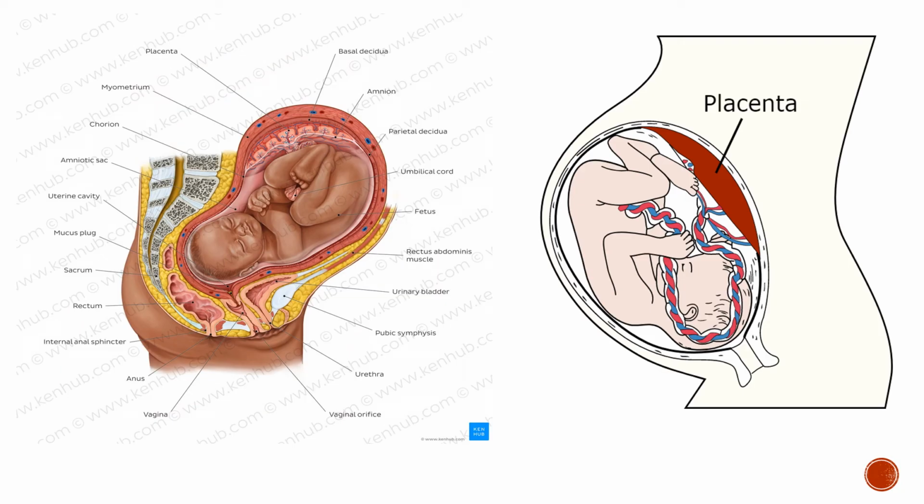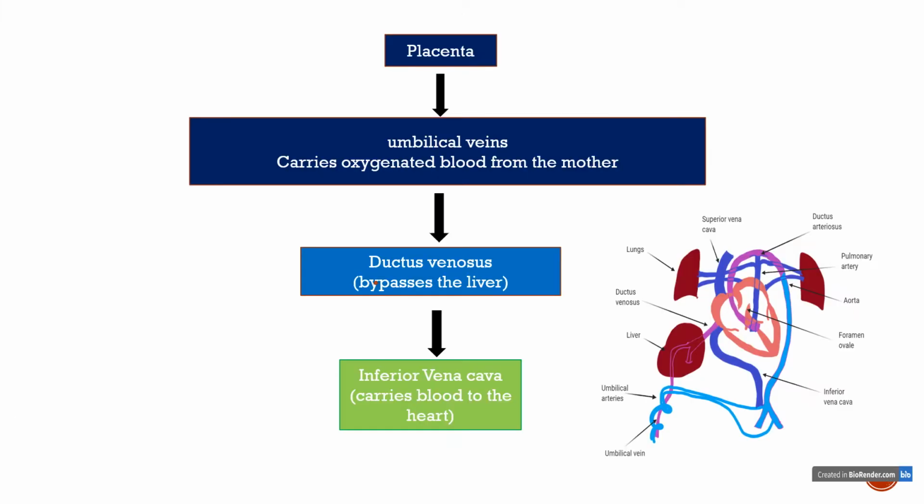So this is the diagram of the placenta, showing how the baby is attached to the placenta through the umbilical cord. It is seen over here. From the placenta, through the umbilical vein, the umbilical vein carries the oxygenated blood from the mother to the fetus, which bypasses the liver through the ductus venosus, and it enters the inferior vena cava, which carries blood to the heart.